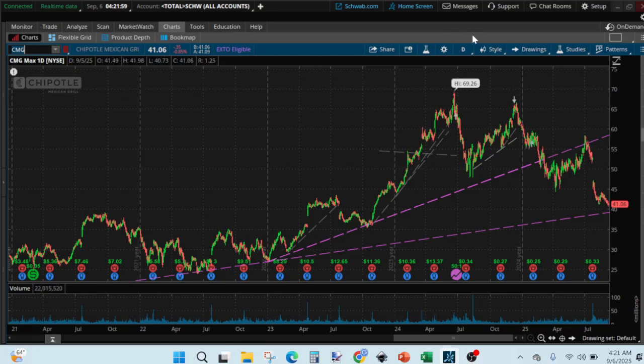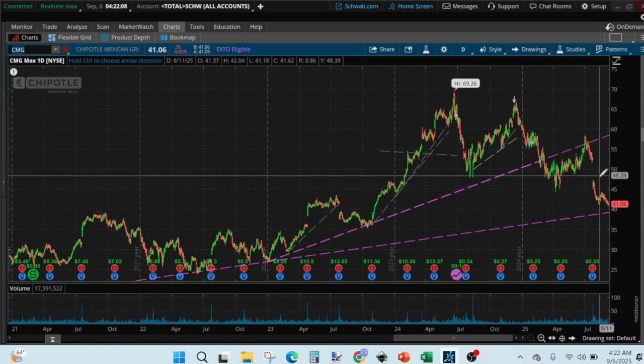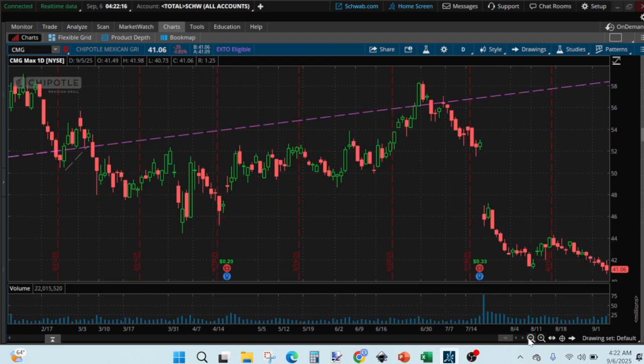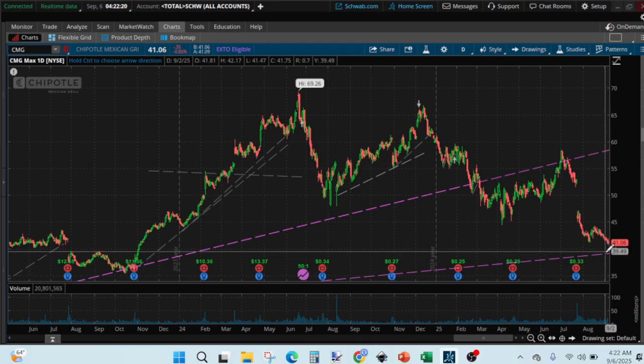So CMG again right now is pretty much close to this valley line, and it does not give us any indication that it started going up yet. It seems like it's still going down. So it's going down to touch base with it.